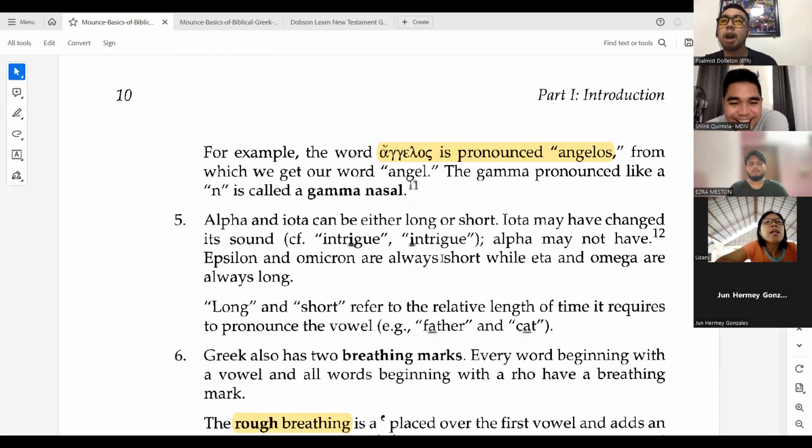And then for double G, you can see here the example: alpha, and then two gamma, and then epsilon, lambda, omicron, and then a sigma, the final form. When there are two letter G's, it now sounds as an NG. It sounds as an NG.